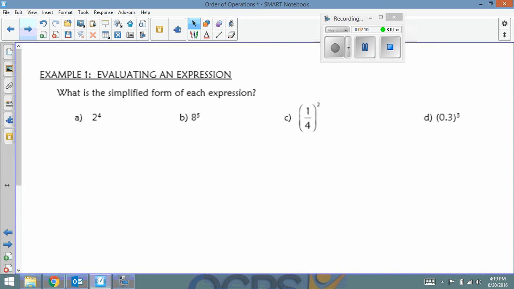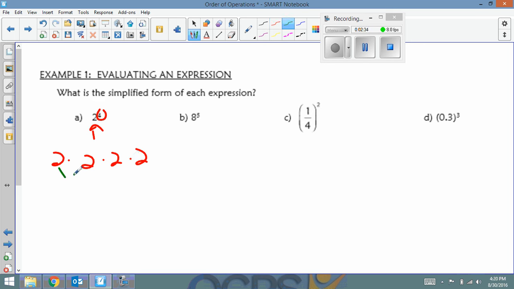So we're going to do a couple of examples. The first one we're going to do here is evaluating these expressions. So we're going to do these exponents. When we see this 4 here, what it's telling us to do is write that 2 there 4 times: 1, 2, 3, 4. When you're doing exponents, it's always multiplication. So we're going to break it down.